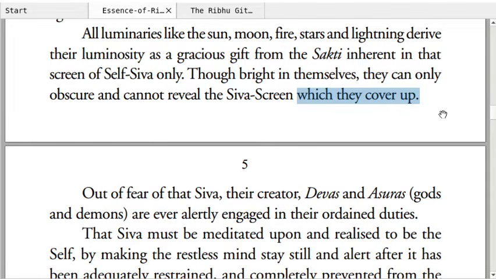They cover up the real nature of the Shiv. The Shakti covers up the Shiv. The screen disappears and the picture appears. And that is why we do not see the Shiv. We see only the manifestations.